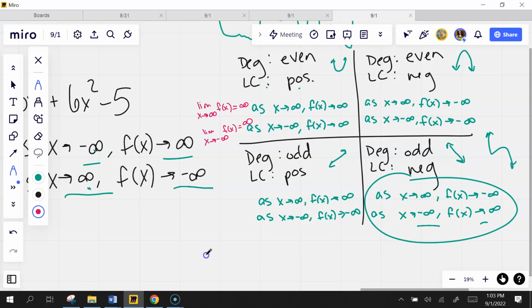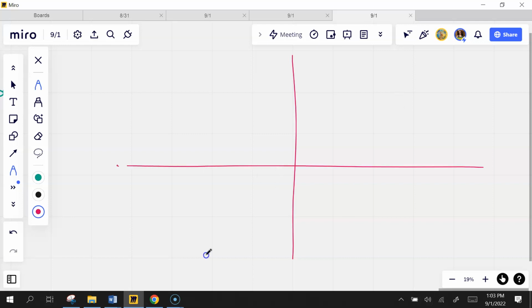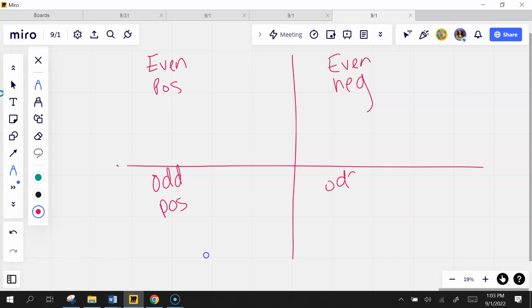Well, I didn't want to do a whole other chart because then y'all will fuss about that. Okay. Even, positive, even, negative, odd, positive, odd. Y'all, this is not.